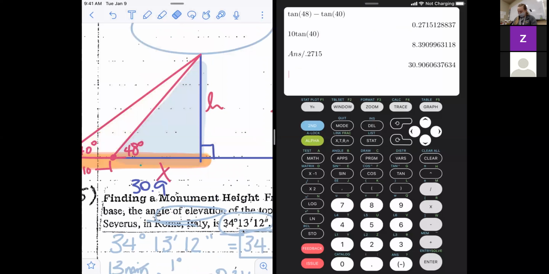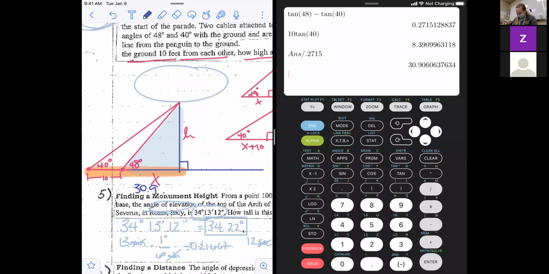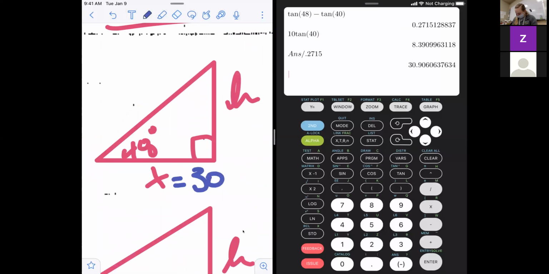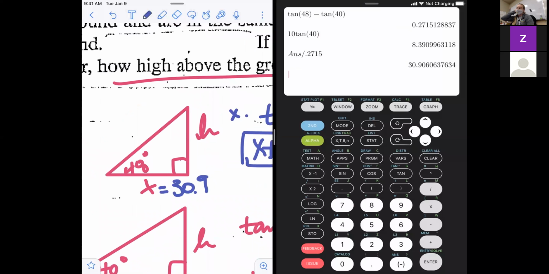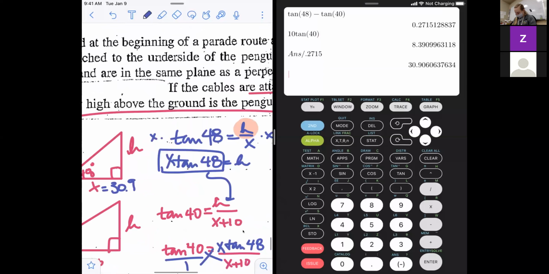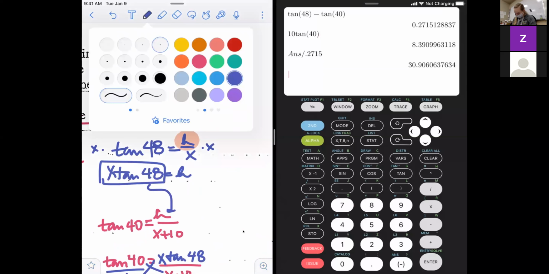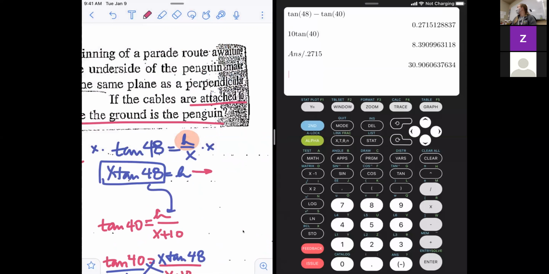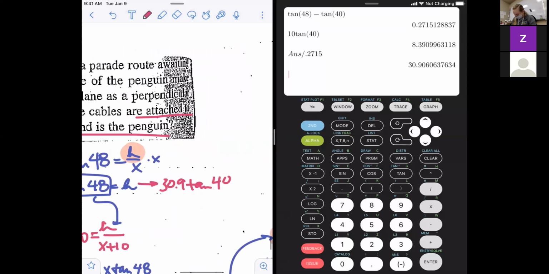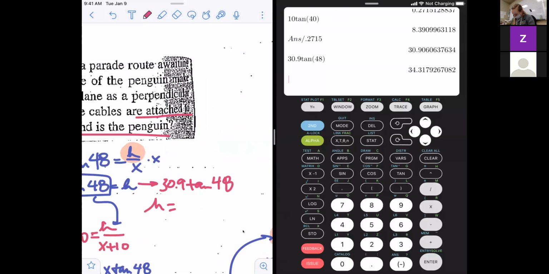Do you see how my 30.9 is just nicely in that little blue triangle I have? I can go back over to where I have that triangle, and instead of writing X, I know that that's 30.9. And so I can plug 30.9 in and solve for H easily. We'll just do it next to it. I can even use the equation that I have right there. See how I had tan of 48 equals H over X, and then I solved for H? I can just plug my 30.9 in for the X here and do 30.9 tan of 48 and go immediately to H is equal to whatever. It equals 34.3.